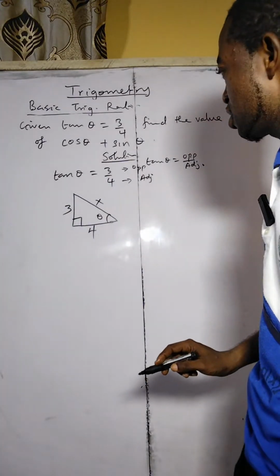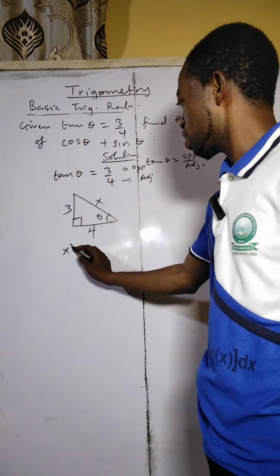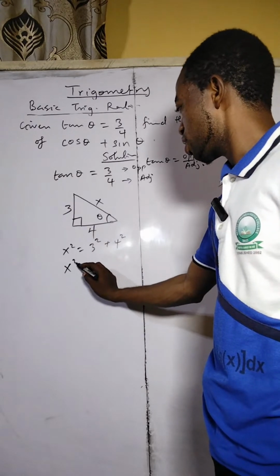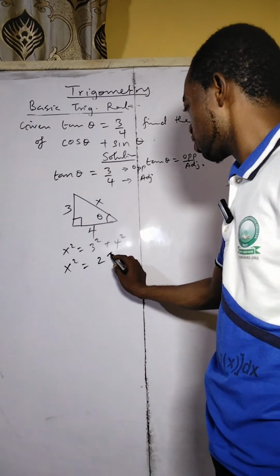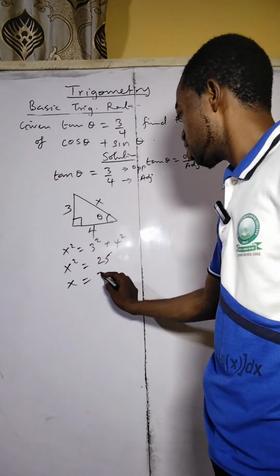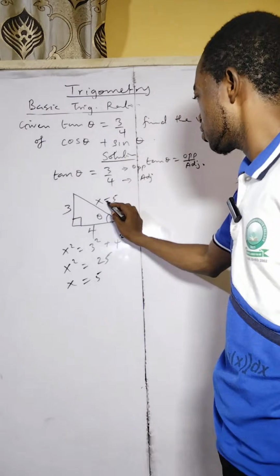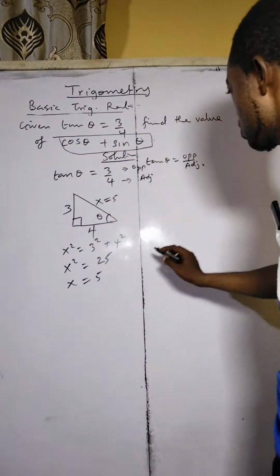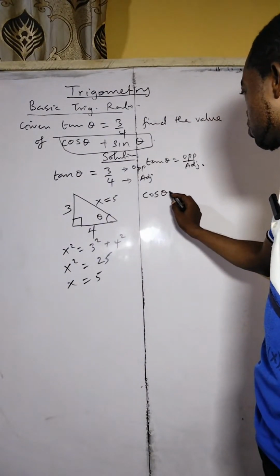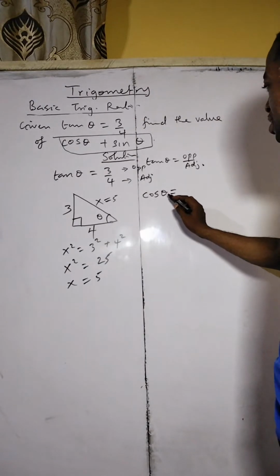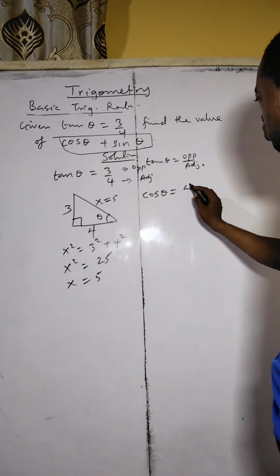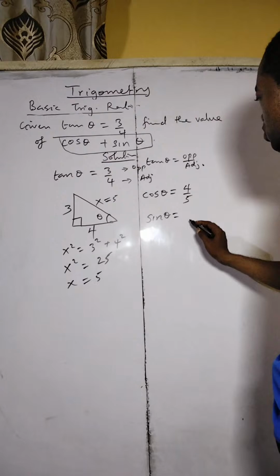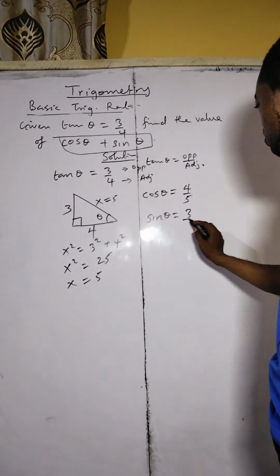We can call it x. So from Pythagoras theorem, x squared equals 3 squared plus 4 squared, which implies x squared equals 9 plus 16, that's 25. Taking the square root of both sides, x equals 5. Now that the hypotenuse equals 5, we find the value of cos theta plus sin theta. Cos is adjacent over hypotenuse, so cos theta is 4 over 5. Then sin theta is opposite over hypotenuse, and the opposite is 3, that's 3 over 5.